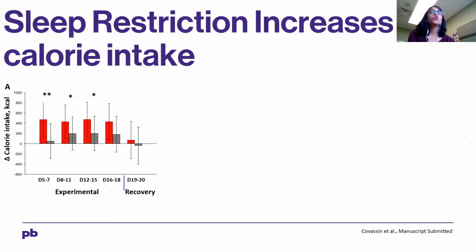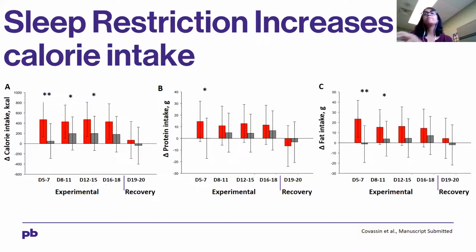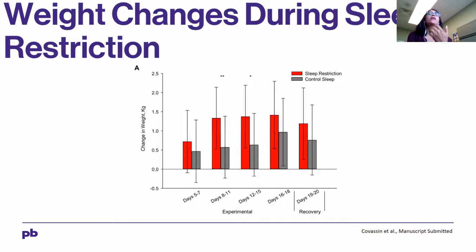But if you were in the sleep restriction group, the amount of food you ate was much more than what you ate otherwise. And these increases were coming from increases in protein intake, and a lot more was coming because of increase in fat intake. So what happened because of all this increased calorie intake? Well, there was a gain in weight. There was a gain in weight in both the sleep restriction and the control group. But the increase in weight was much more if you were in the sleep restriction group.